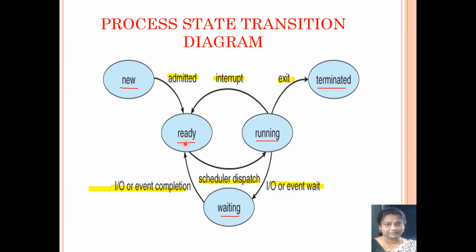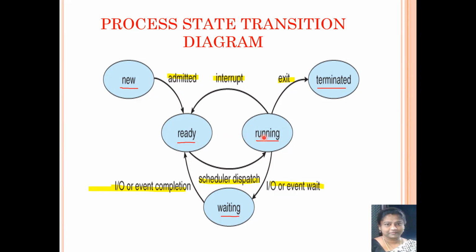Now we have the process in the ready state. Once the process starts executing, it will be in a state called running. The running state indicates that a process is currently executing on the processor. The transition which causes a process to move from ready to running is called scheduler dispatch. That is, the CPU scheduler is responsible for dispatching a process from the ready state to the running state.